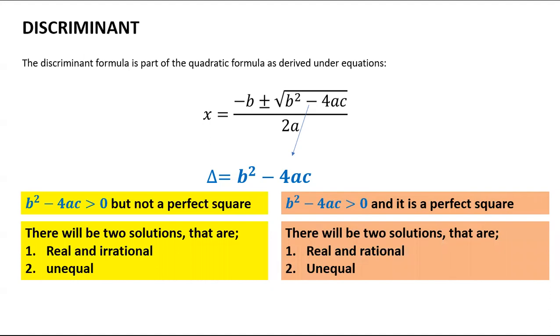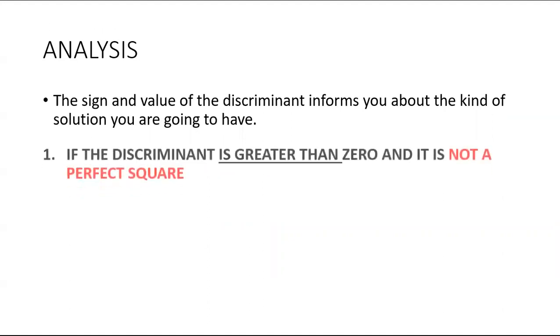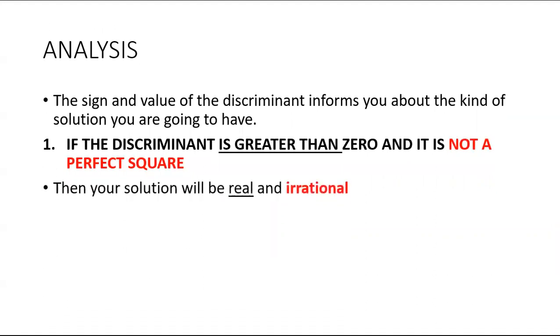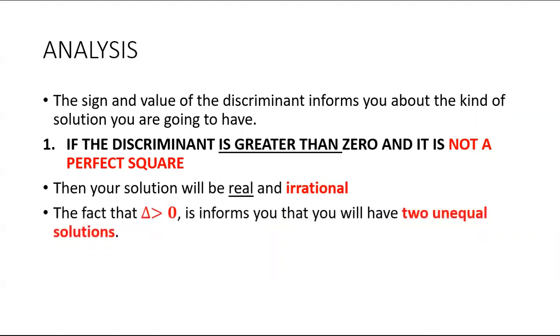Guys, this is all what nature of roots is. It has those four conditions I have specified. Okay. Now, let's do the analysis quickly. The sign and value of the discriminant informs you about the kind of solution you are going to have, right? If the discriminant is greater than 0 and it is not a perfect square, then your solution will be real and irrational, and it will be unequal. The fact that delta is greater than 0 informs you that you'll have two unequal solutions.